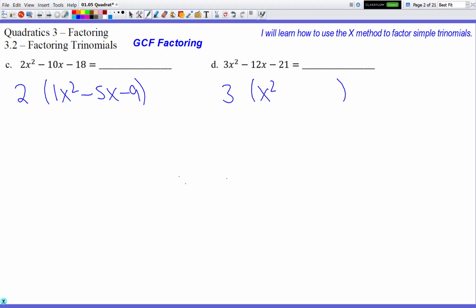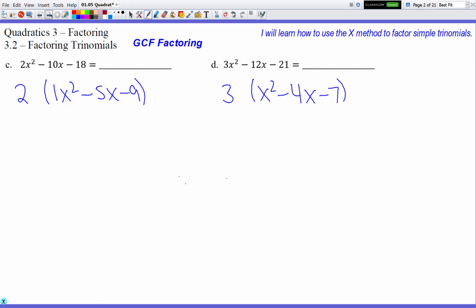squared. And 3 times what makes negative 12? So you hopefully say negative 4, and just drop the x right next to it. And 3 times what makes negative 21? So hopefully you say negative 7. Okay, all right, letter D is all done.